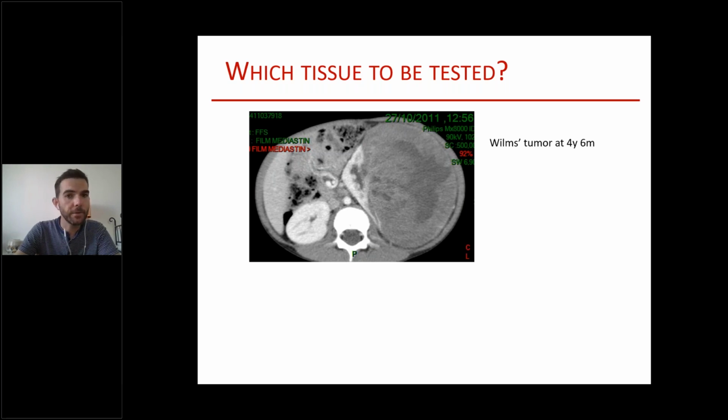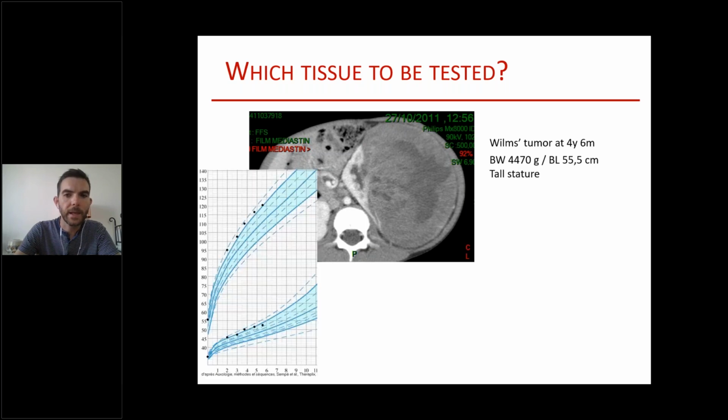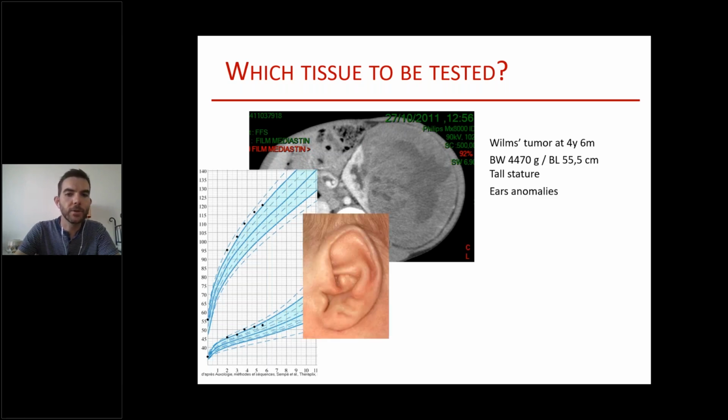So I will tell you the story of a little boy that we saw in our hospital in Paris. The story starts with the diagnosis of a huge Wilms tumor at the age of 4 years and 6 months. At the clinical examination, this patient was born with a large birth weight and birth length. He was quite tall, especially because of this target height was quite low. He presented also ears anomalies, and he presented also with an unnoticed lateralized overgrowth.